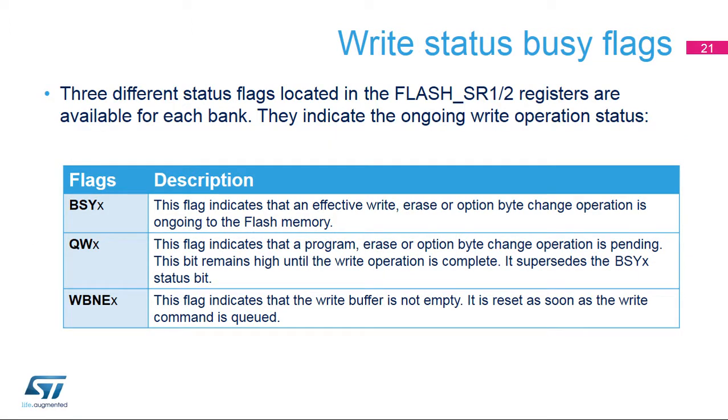Three different status flags located in FLASH_SR1 or 2 registers are available for each bank. They indicate the ongoing write operation status. BSY1 or 2: this flag indicates that any effective write, erase, or option byte change operation is ongoing to the flash memory. QW1 or 2: this flag indicates that a program, erase, or option byte change operation is pending. This bit remains high until the write operation is complete. It supersedes the BSY1 or 2 status bit. WBNE1 or 2: this flag indicates that the write buffer is not empty. It is reset as soon as the write command is queued.